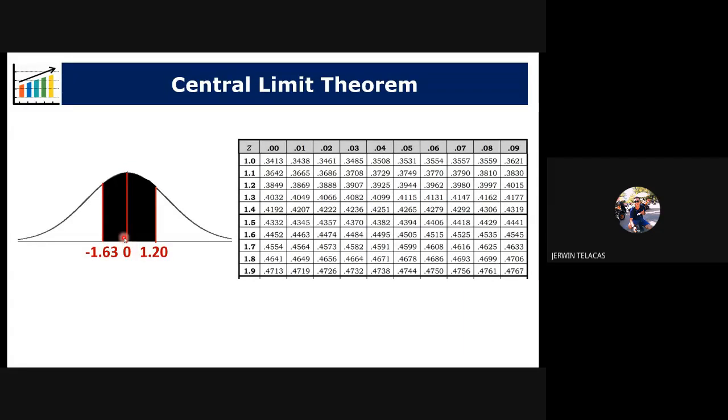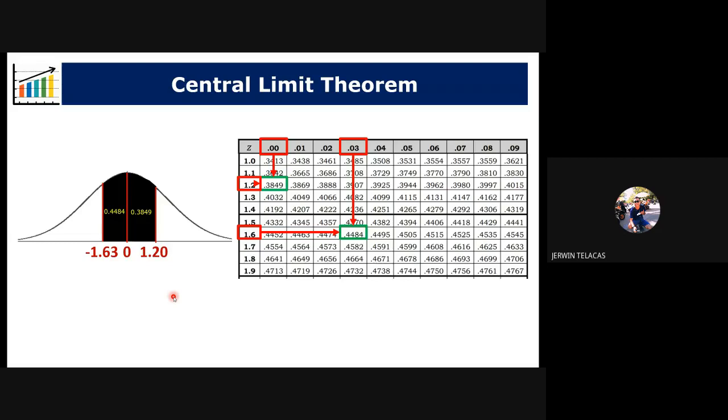Unahin natin si area between 0 to negative 1.63. Anyone would like to give the area? 0.4484. Okay, very good. So 1.63, we can use positive 1.63. Ito yung 3 niya. So 0.4484 or 4484. So ito yung area nito. Okay, so that's very clear. How about the area between 0 to 1.20? 0.3849. Okay, very good. So 1.20, 0.3849. Yan.